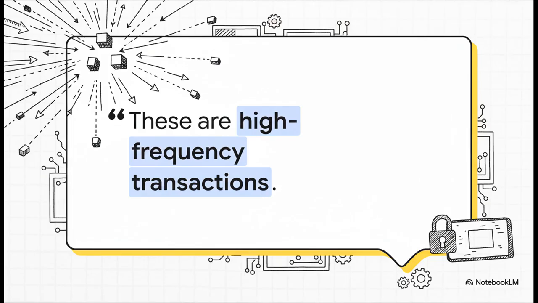Bitcoin's creators specifically talked about this. They called it a way to do high-frequency transactions. So the vision for scaling Bitcoin was baked right into the DNA of the protocol from the very beginning, hiding inside that tiny 4-byte sequence field.